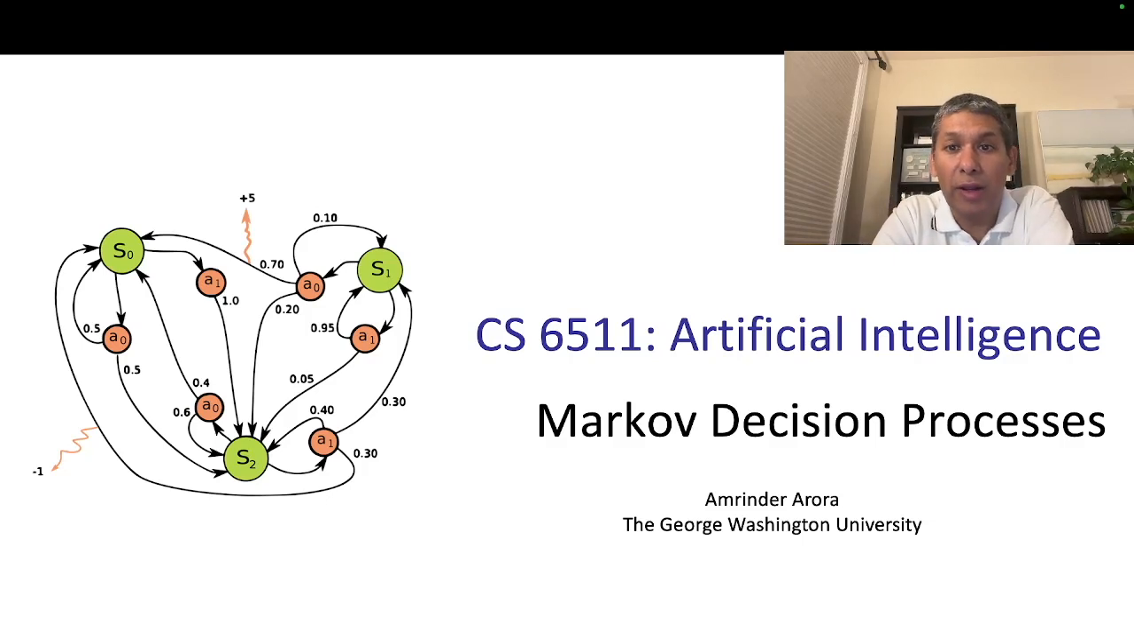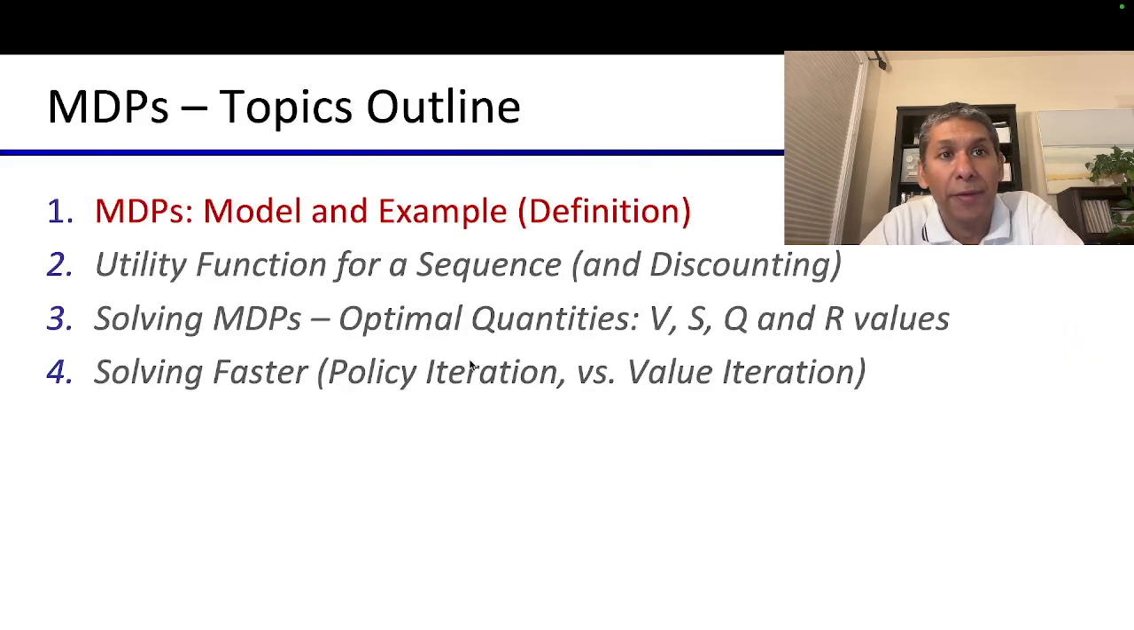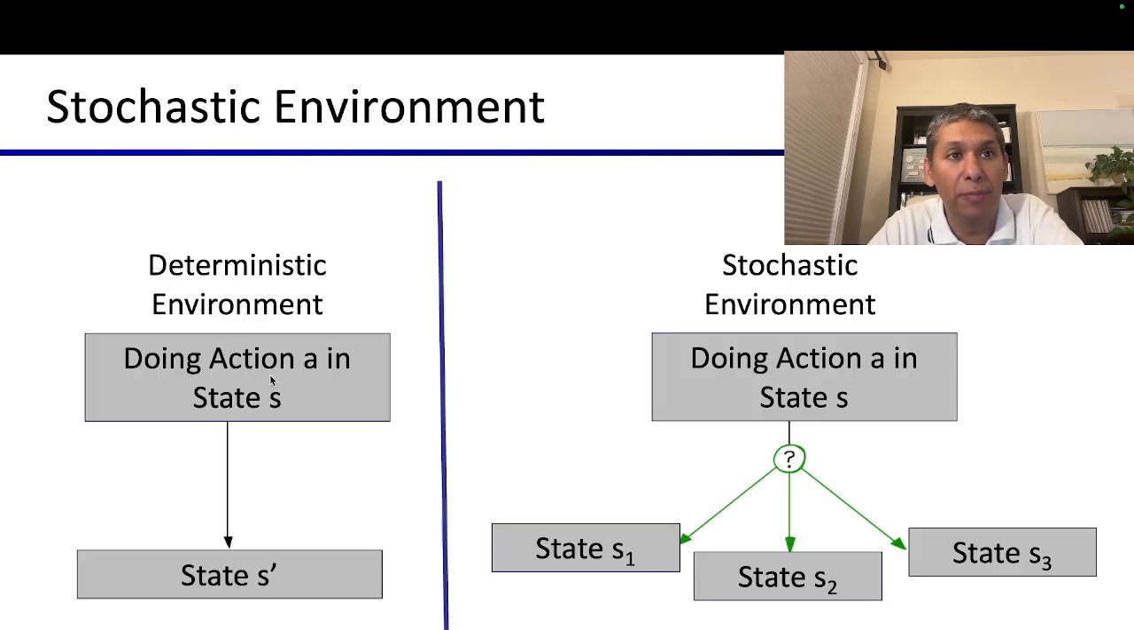Alright guys, welcome everyone. Today we're going to be talking about Markov decision processes. It's a very core topic within AI. This is going to be a super short introduction just to the MDPs, and then we'll have other videos to cover the other elements of MDPs, okay? So in this video, we're only going to talk about what's the model and look at one example so we can understand the definition. But after that, we'll be talking about utility functions and solving them in other videos, okay?